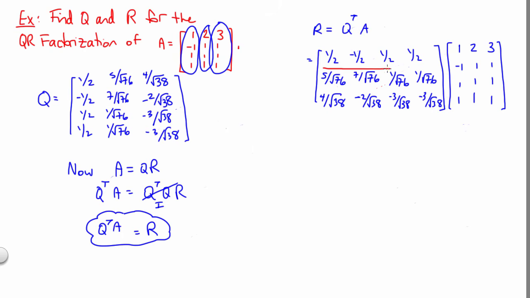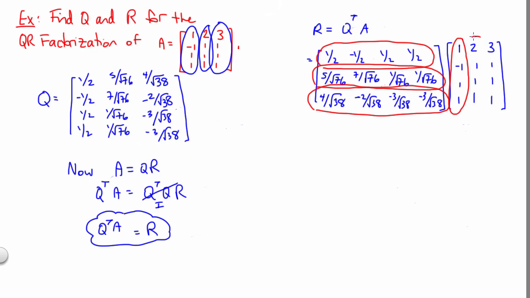I think I'll circle the rows of Q transpose here and the columns of A just to make this calculation go a little bit more smoothly, because there are a lot of roots in this expression. So the nice thing about this calculation is that when we grab the first row here, everything's over 2, so we really just need to pay attention to the numerator here. We're getting 1 times 1 plus minus 1 squared plus 1 squared plus 1 squared gives us 4, so it's really 4 over 2.